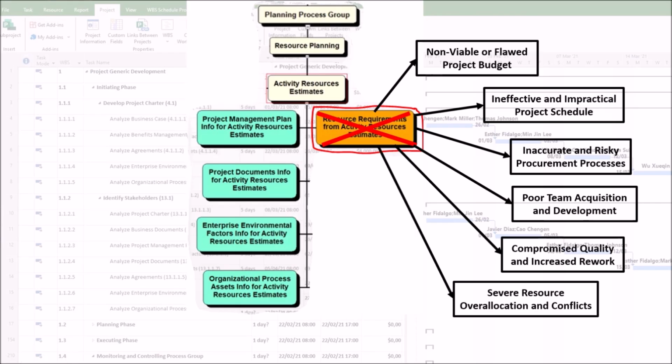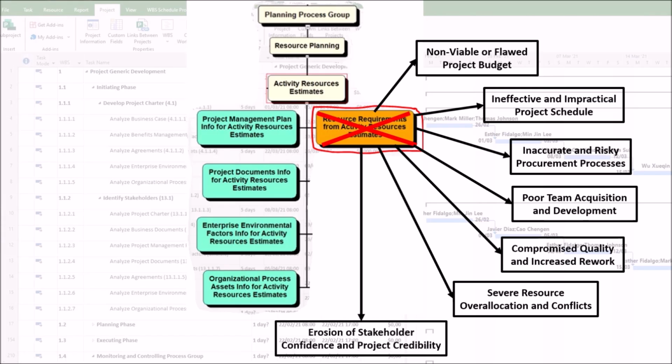6. Severe resource overallocation and conflicts. The resource requirements are used for resource leveling and smoothing, as follows. First, you may experience unmanageable workloads. Poor quantification leads to assigning more work to individuals or equipment than they can handle, causing burnout and breakdowns. Second, you may experience cross-project conflicts. At an organizational level, poor requirements make it impossible for the project management office to allocate resources effectively across multiple projects, leading to conflicts and delays company-wide.